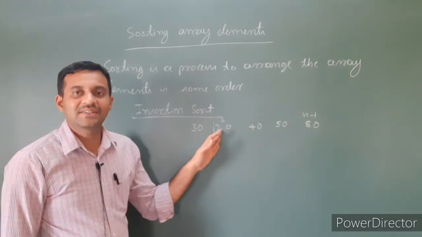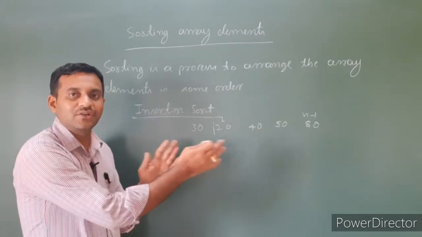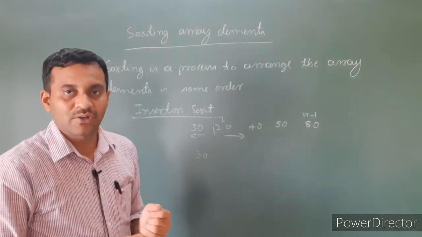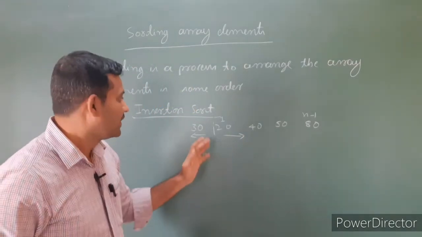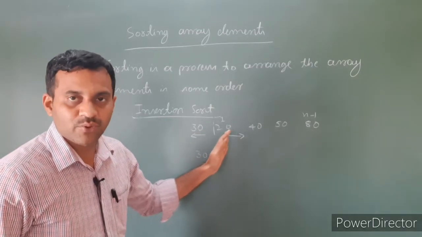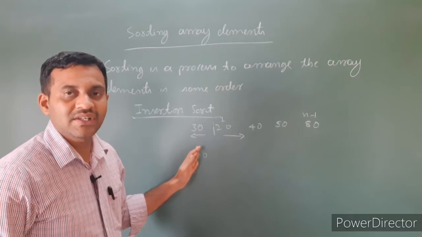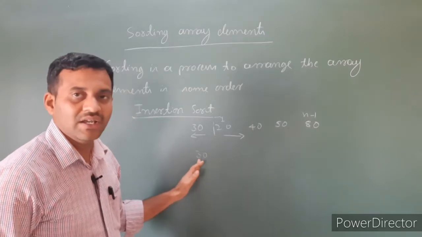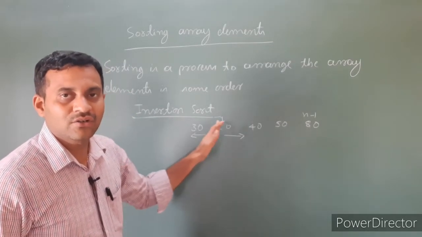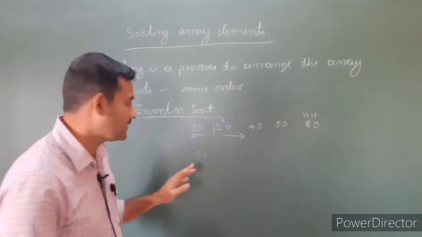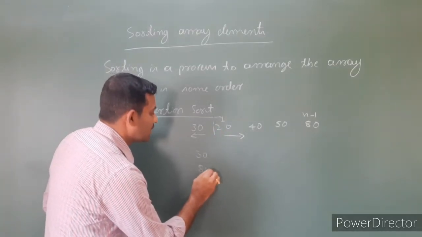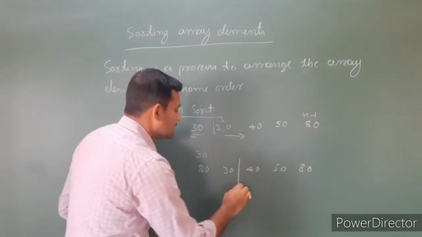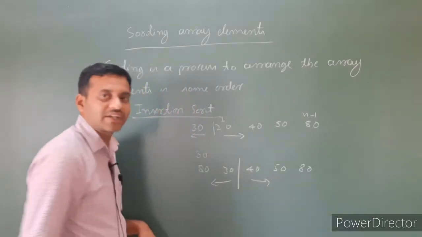We access each element from the unsorted list, so make it two portions: one is the sorted portion, another one is the unsorted portion. First one is the sorted portion. We pick the element from the unsorted portion, then that element is compared with the sorted portion. See here, 20 is the unsorted portion element, and it is compared with 30. 30 is greater than 20, hence the elements become 20, 30, 40, 50 and 80. So this is the sorted portion, this one is the unsorted portion.